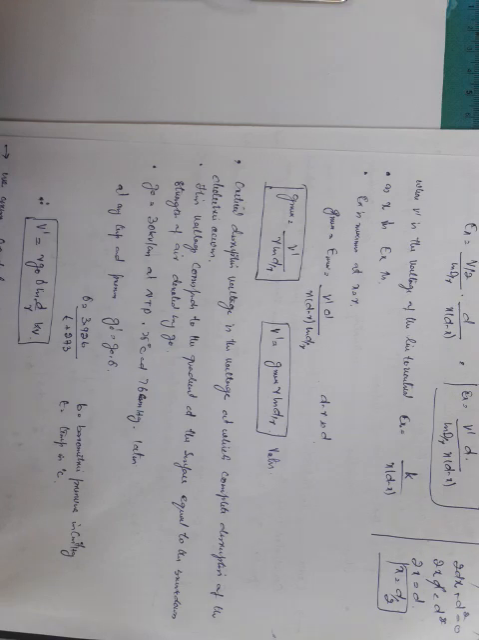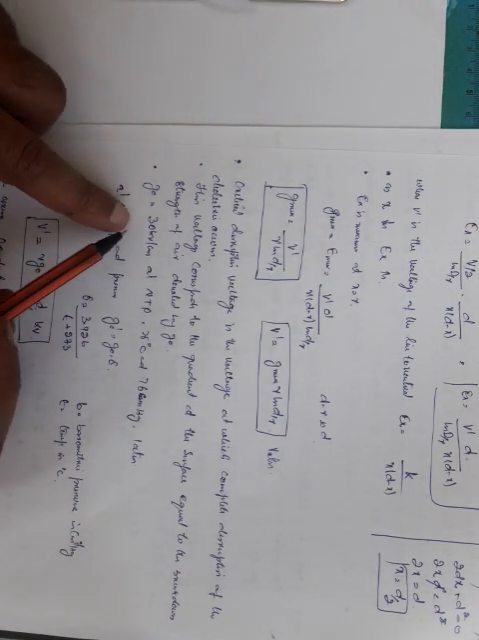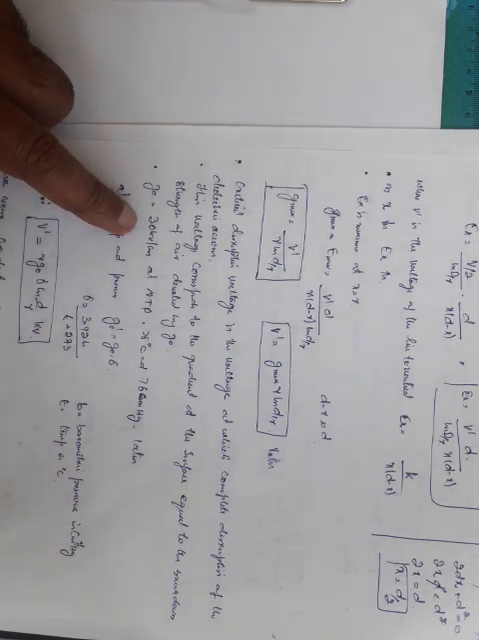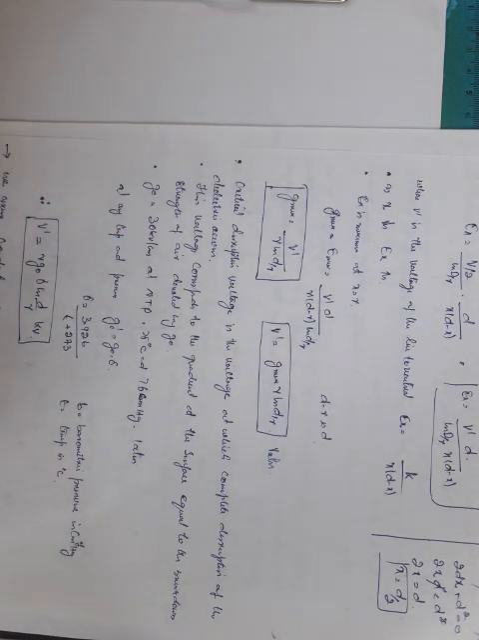Critical disruptive voltage is the voltage at which complete disruption of the dielectric occurs. As I have told you, it becomes conducting at that time. This voltage corresponds to the gradient at the surface equal to the breakdown strength of the air denoted by G naught. So it also corresponds to the value of G naught at which breakdown of the air takes place. G naught is equal to 30 kilovolt per centimeter at NTP, that is at 25 degrees centigrade and 76 centimeter of Hg, that is pressure, 1 atmosphere.